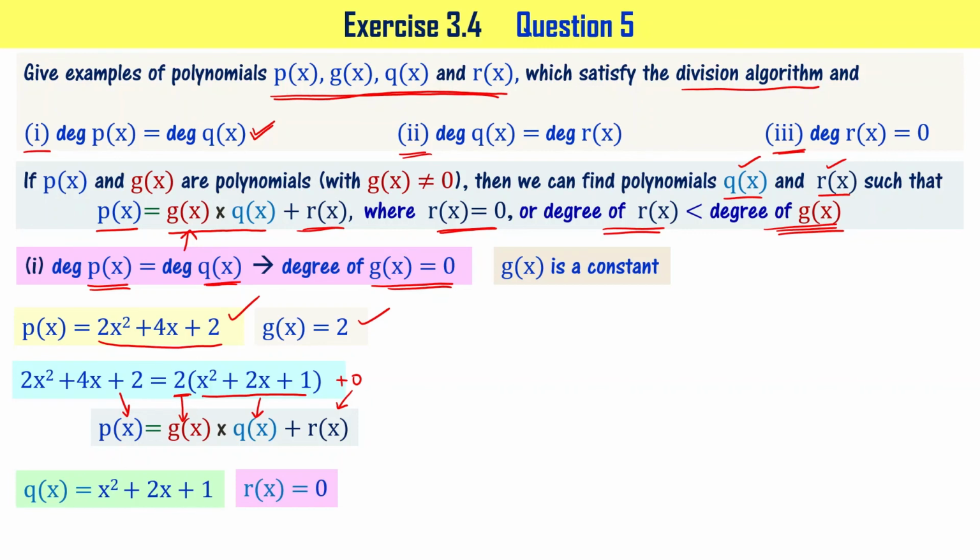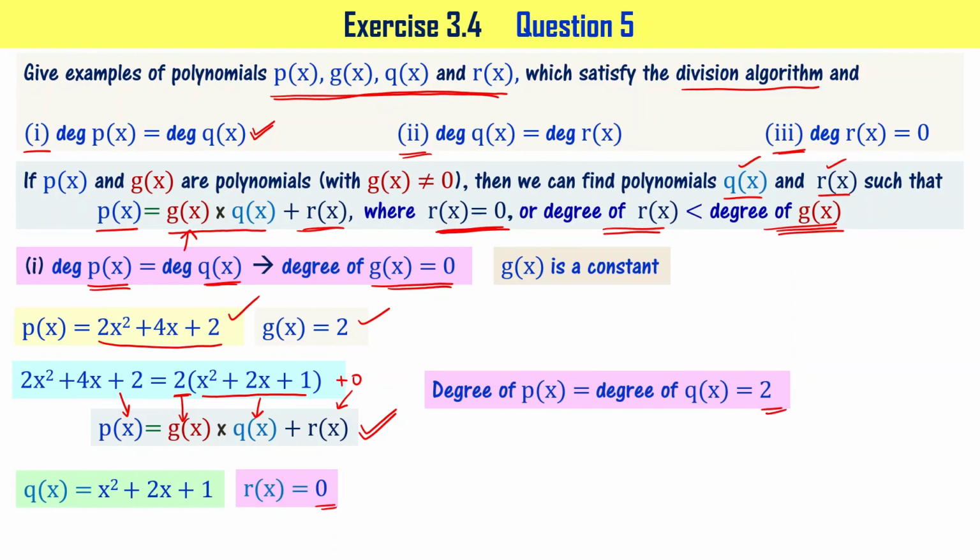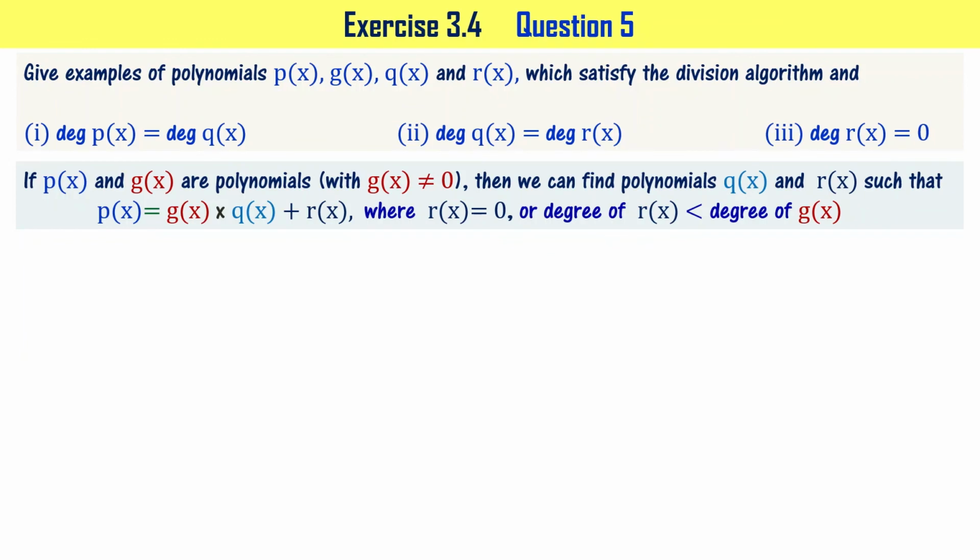That are satisfying the division algorithm given here. We want to see what happens to r of x. You see r of x equal to 0, right? Degree of p of x is equal to degree of q of x, which is equal to 2. You see degree of p of x is 2 and degree of q of x is also equal to 2. This is what we are asked to match, and that is 2, and r of x is 0.